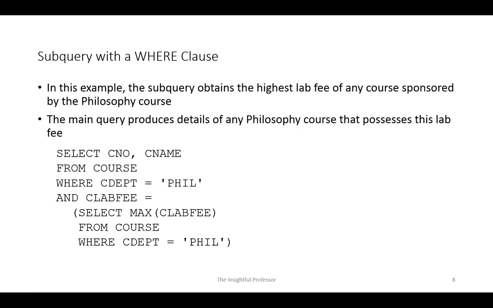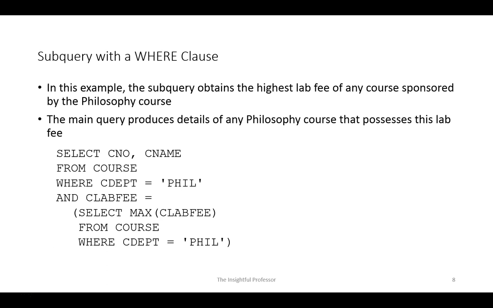Now, in our next example, we turn it up a notch. Here, what we're looking at is a subquery that obtains the highest lab fee of any course that is sponsored by the philosophy department. That value is then returned to the main query. But in the main query, we have a complex condition. Not only are we consuming the lab fee that's returned by the subquery, lab fee is equal to whatever that max lab fee is, but we have another condition that must be satisfied. C department must also be philosophy.